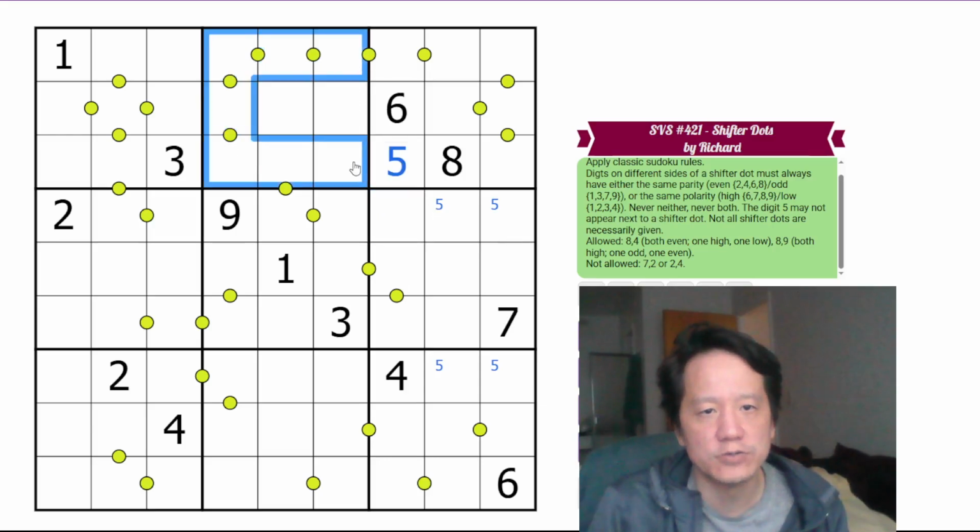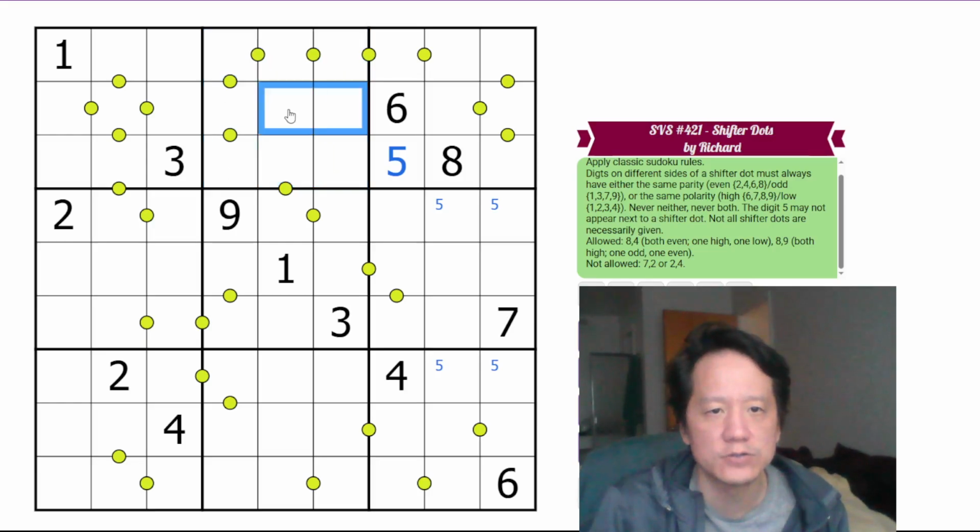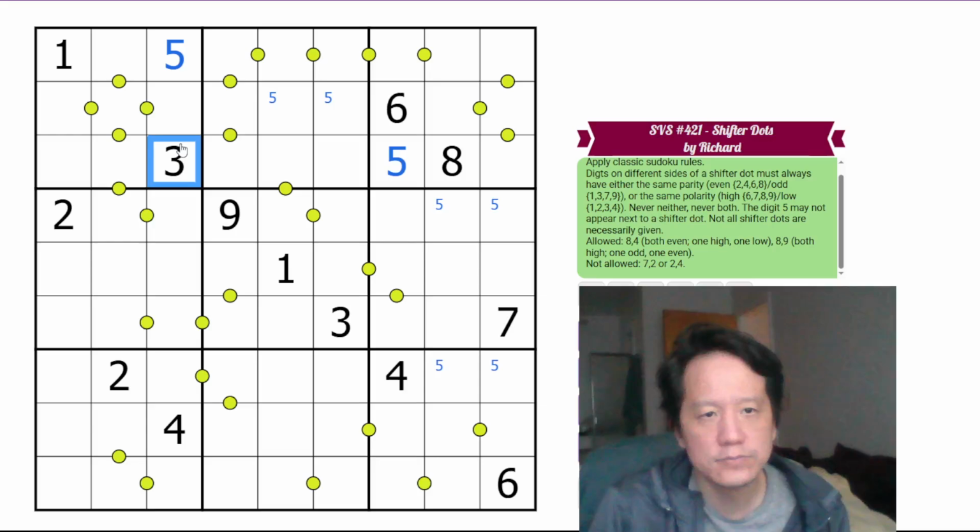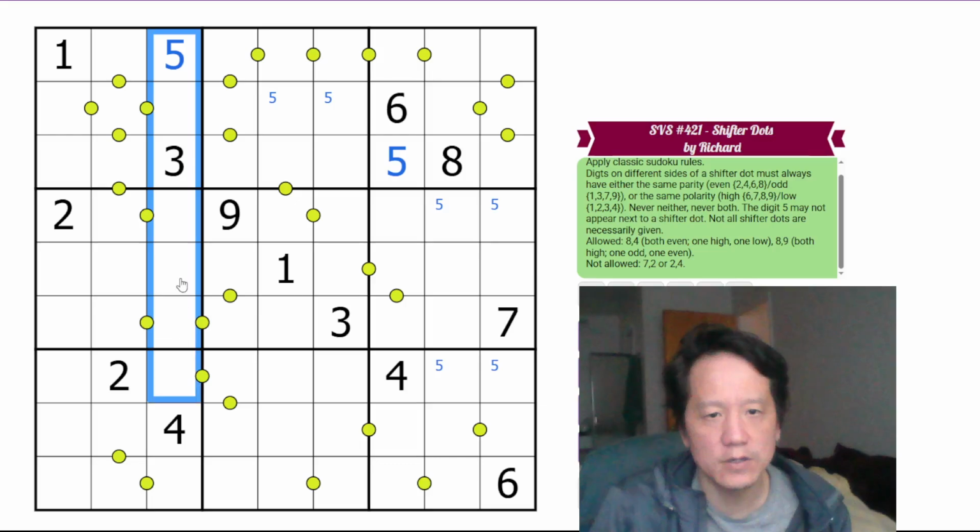How about box 2 now? 5 cannot be any of these because they're next to shifter dots. Can't be here, so it has to be one of these 2. Then where is the 5 in row 1? It has to be here. 5 can't be here.